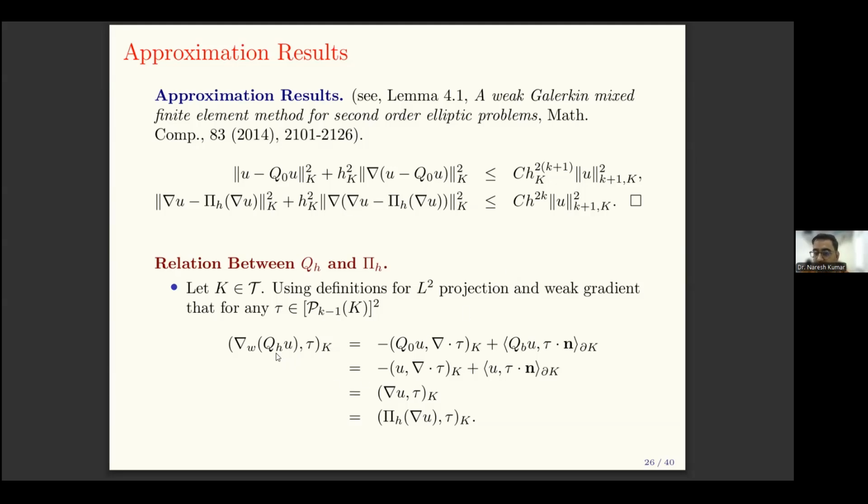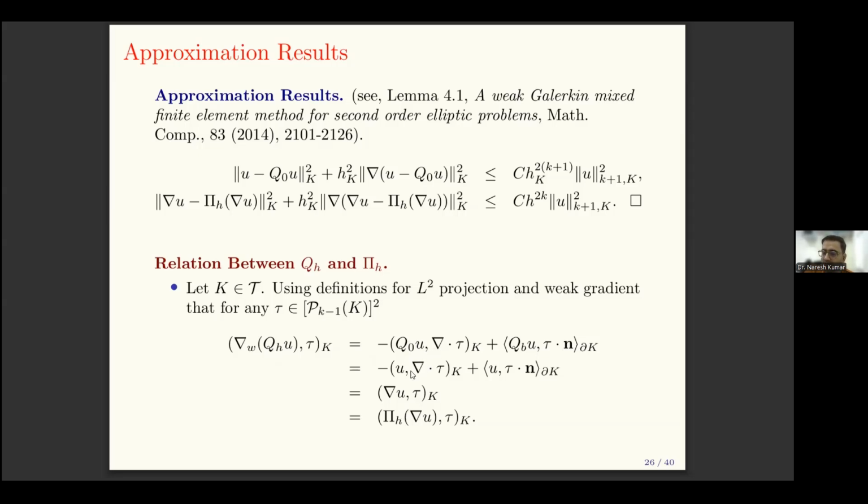So if QHU is an element of the Galerkin space, then we can apply the weak gradient. When you take the weak gradient of QHU with the test function tau that belongs to P_{k-1}, this is the definition of the weak gradient. QH splits into Q0 and QB. Then here you can apply the definition of L2 projection.